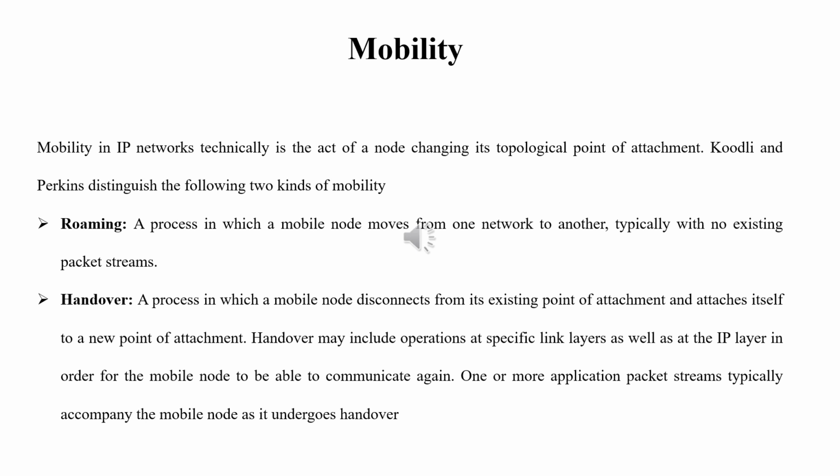Roaming: a process in which a mobile node moves from one network to another, typically with no existing packet streams. Handover: a process in which a mobile node disconnects from its existing point of attachment and attaches itself to a new point of attachment. Handover may include operation at the specific link layer as well as at the IP layer in order for the mobile node to be able to communicate again. One or more application packet streams typically accompany the mobile node as it undergoes handover.